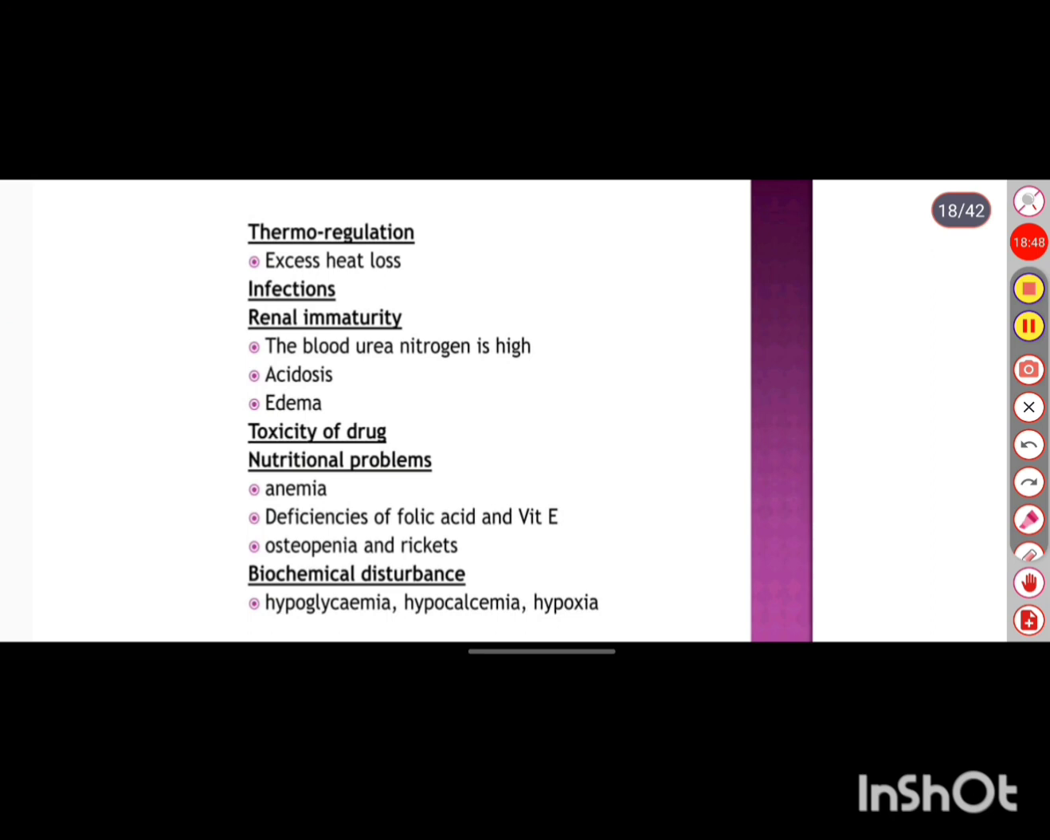And also they'll have nutritional problems, like they are more prone to getting anemia, deficiencies of folic acid and vitamin E, and osteopenia is very common among them, followed by rickets. They'll also have biochemical disturbances like hypoglycemia, hypocalcemia, and hypoxia.